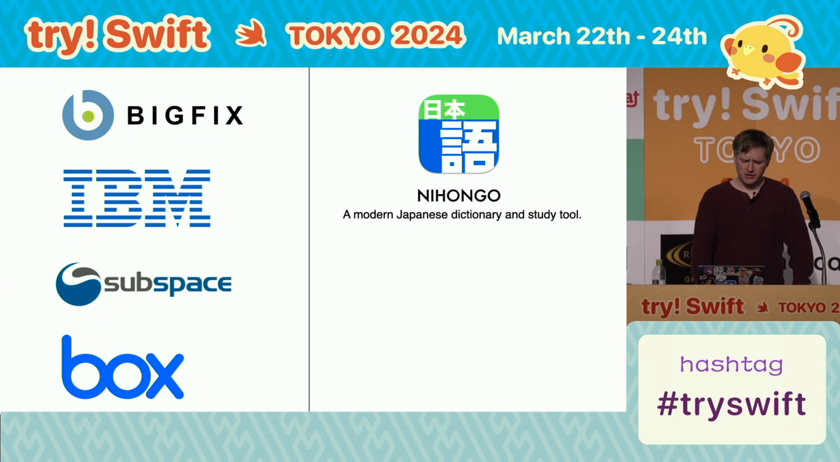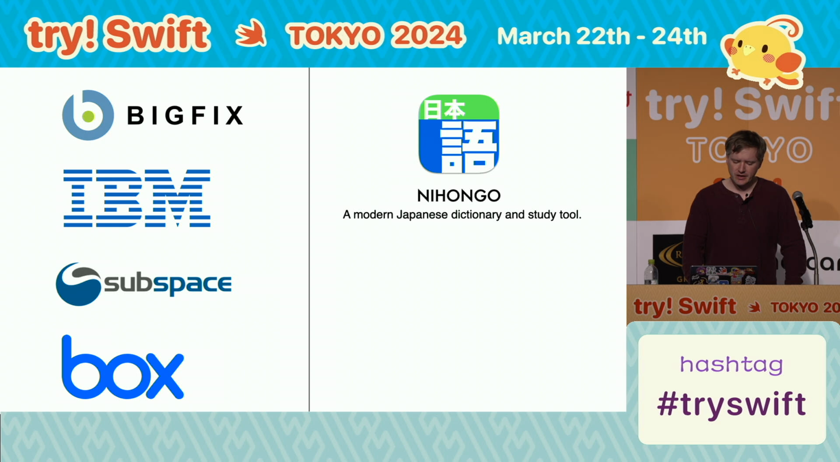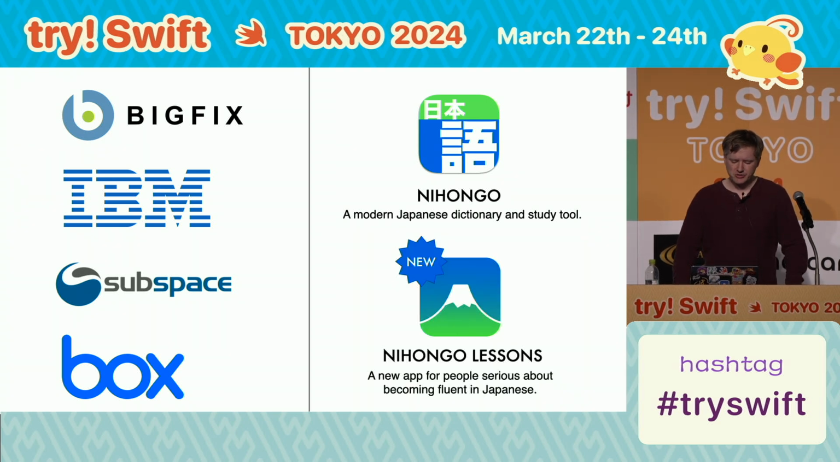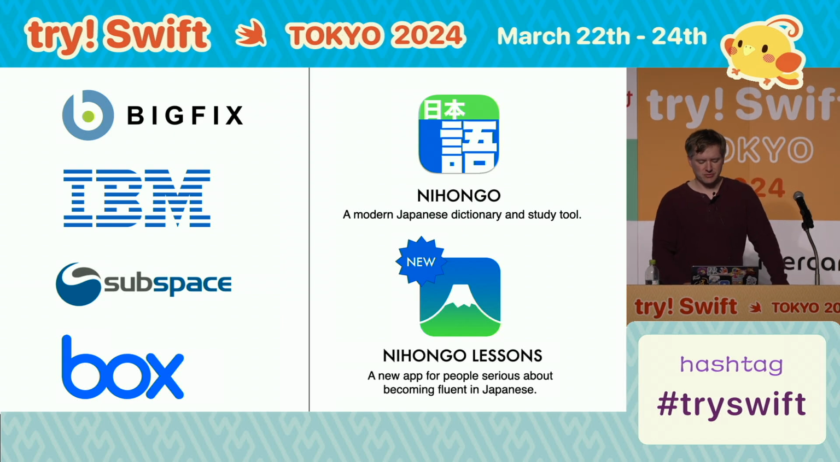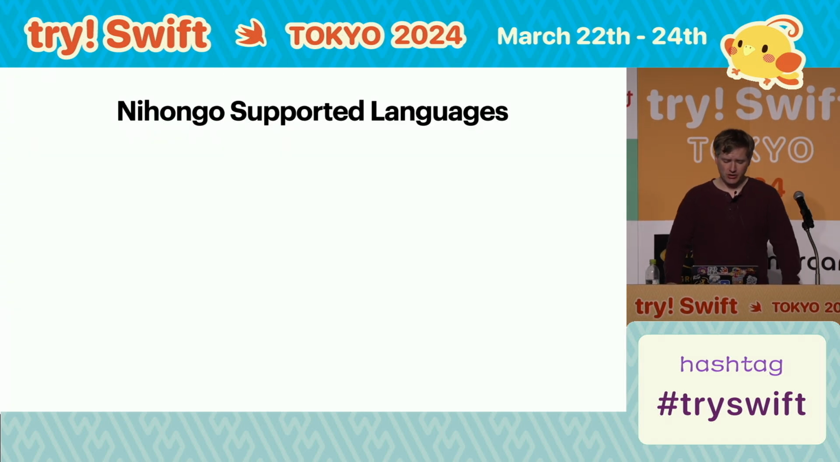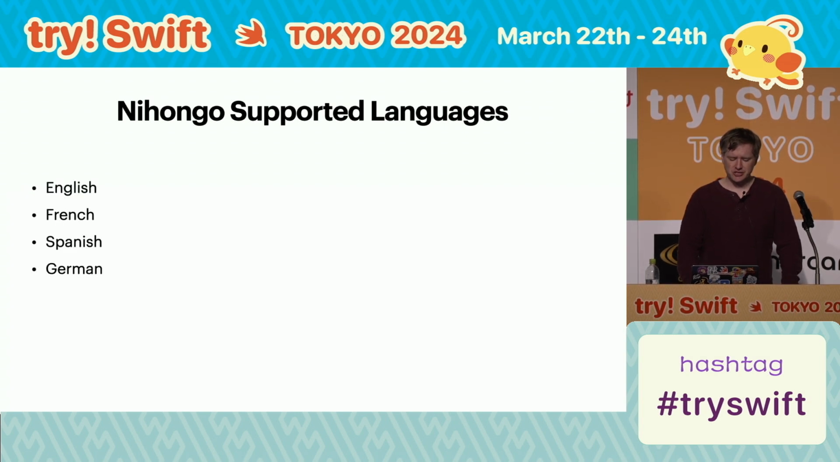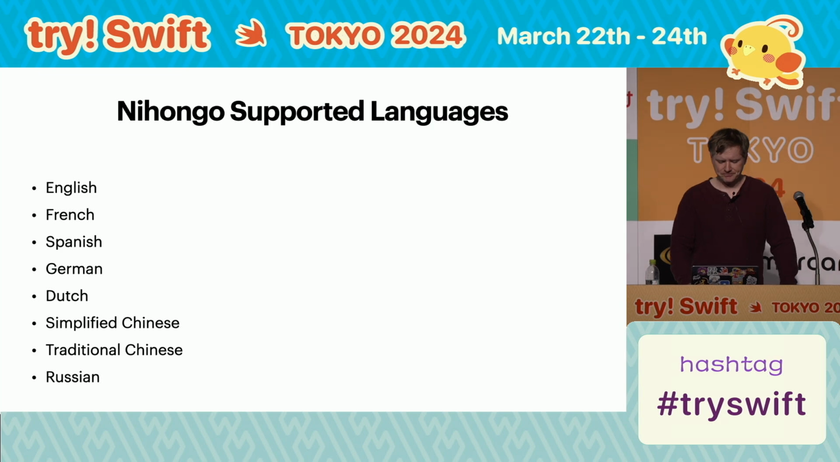The first one is called Nihongo, which is a modern Japanese dictionary and study tool. And the other one, which I published last year, is called Nihongo Lessons, which is an app that actually teaches you Japanese. I'm mostly going to be talking about Nihongo today. Nihongo supports 8 different languages: English, French, Spanish, German, Dutch, simplified Chinese, traditional Chinese, and Russian.